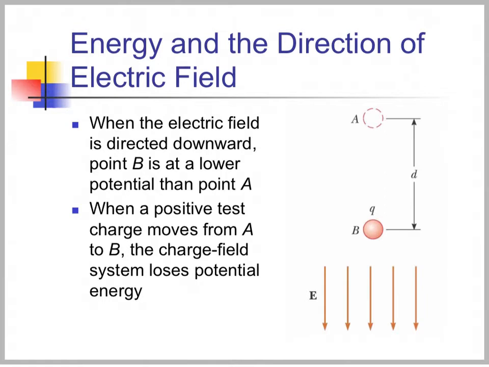So when the electric field is directed downward, point B is at a lower potential than point A. So when a positive test charge moves from A to B, the charge-field system loses potential energy. Of course, if it loses potential energy, it's going to be gaining kinetic energy. Maybe we could pretend that this is a gravitational field, and instead of electric field, we just call that g. Then if I had a ball of mass m, if it goes from position A to position B, it has lost potential energy. It's the same concept.